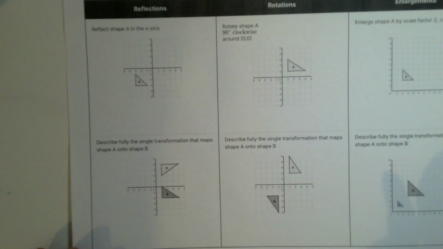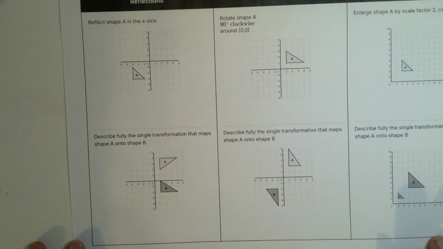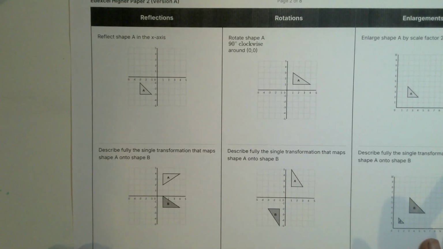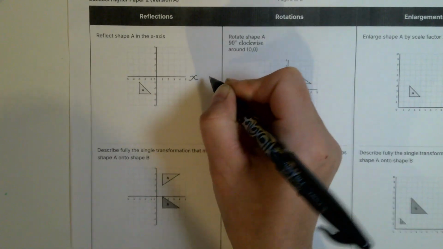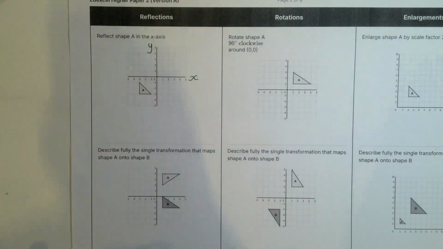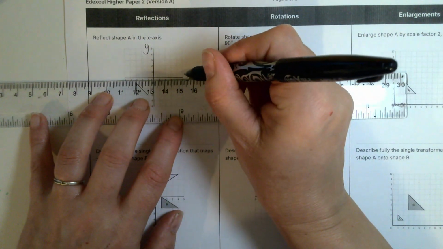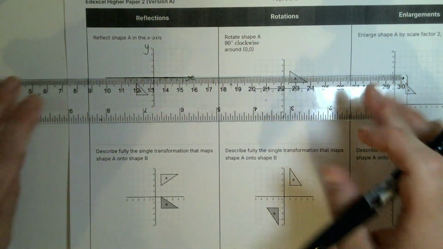Okay, on to the next one, which is a reflection. So I'm going to do this one and then this one because they are both reflections, and then move across. So reflect shape A in the x-axis. Remember, the x-axis is this one here along the corridor first, and then your y-axis goes down there. Now, reflecting in the x-axis means you use the x-axis as your mirror line. So I am going to just mark it on a bit stronger, and that's the line we need to reflect in.